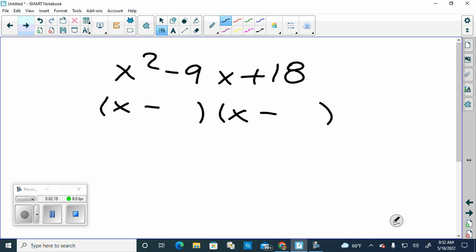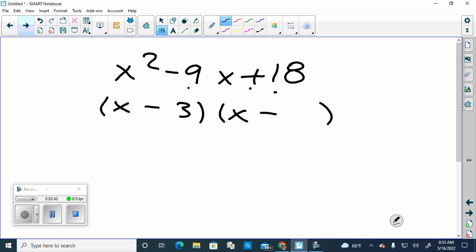And then you find a factor of 18 that adds to equal 9. I'm sorry, I didn't need to say 9, I mean a factor of 18. So we read it backwards, right? Factors of 18 that add to give me 9: negative 6 and negative 3. And it doesn't matter which order.